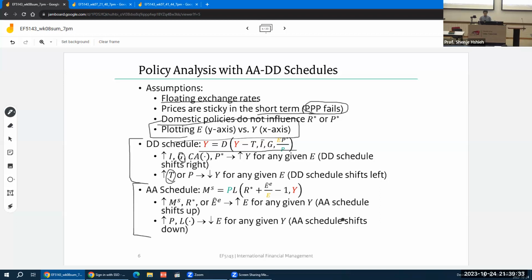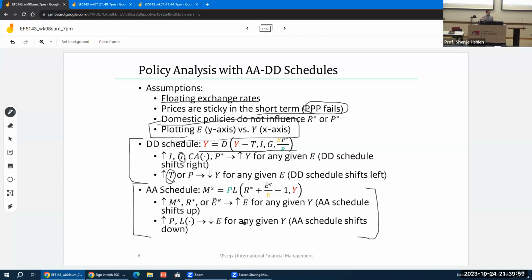The AA schedule, the way to think about curve shifting is the same, except we fix Y. So for a given Y, if we decide to increase money supply, then E has to move in a direction that restores parity or equality. In this case, if we have an increase in money supply, we all know that E has to increase, and so the AA schedule shifts up and down.